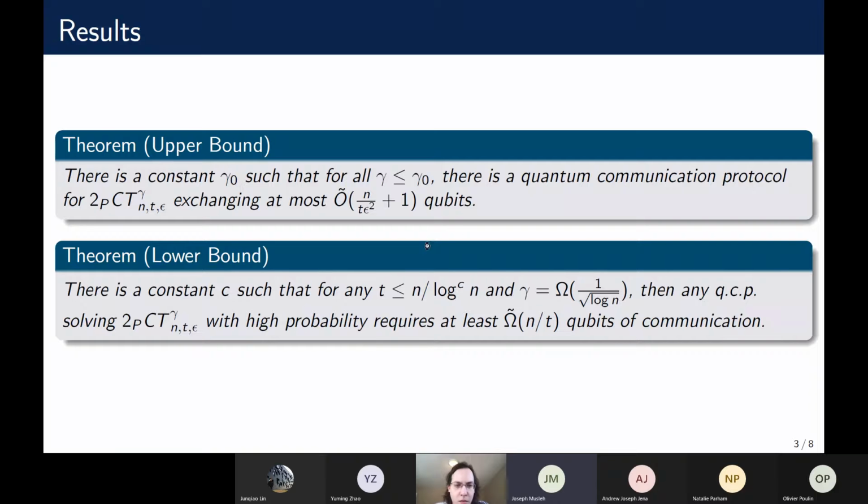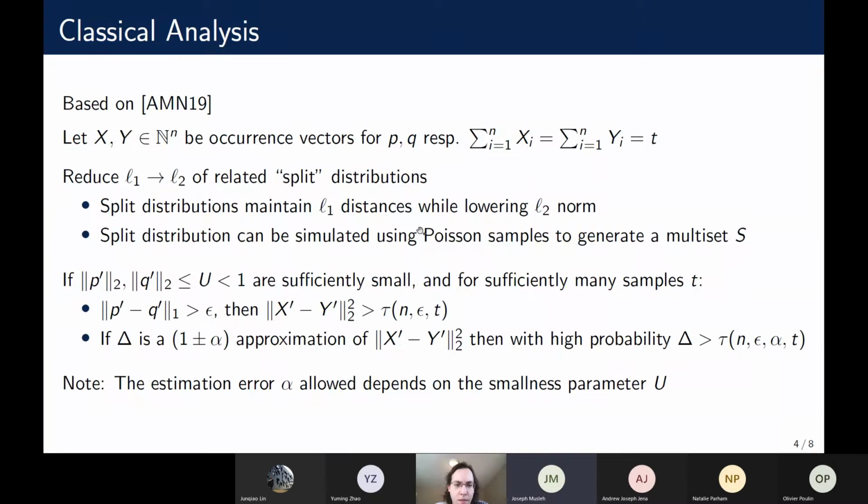So the first step is we're going to look at the classical analysis. They build on the classical results due to Andoni, Malkin, and Nosatzki. The idea is that we're first going to look at the occurrence vectors for P and Q. These are just n-length vectors with entries counting the number of occurrences of each element of the domain. The first key idea here is to try to reduce L1 testing to L2 testing of related distributions that they call the split distribution. The idea with the split distribution is that you take any multi-set of elements from your domain, and you distribute the probability of each element of your original set across each copy of the element that appears in the multi-set.